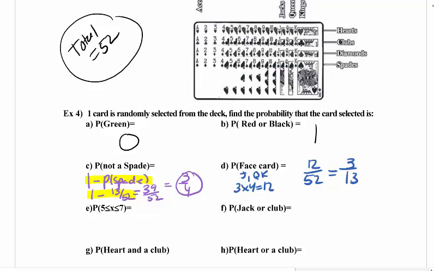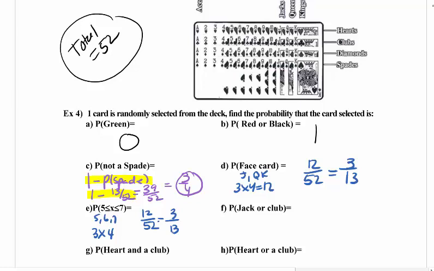E, I want a 5, 6, or 7. So there's 3 of them for every single suit. There are 4 suits. So again, we're going to have 12 out of 52. Divide both by 4. That gives me 3/13.